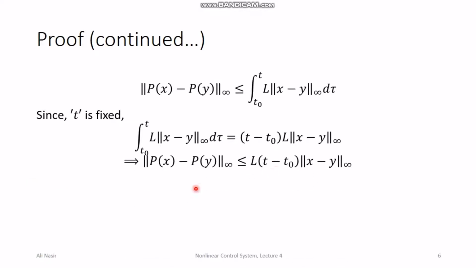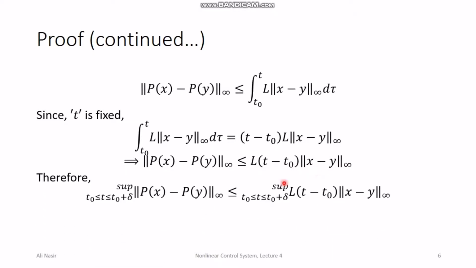Next is that the norm of p of x minus p of y is less than or equal to L times t minus t naught, and so we have arrived here. We arrived at this situation by fixing the value of t arbitrarily, so this is true for any arbitrary value of t.